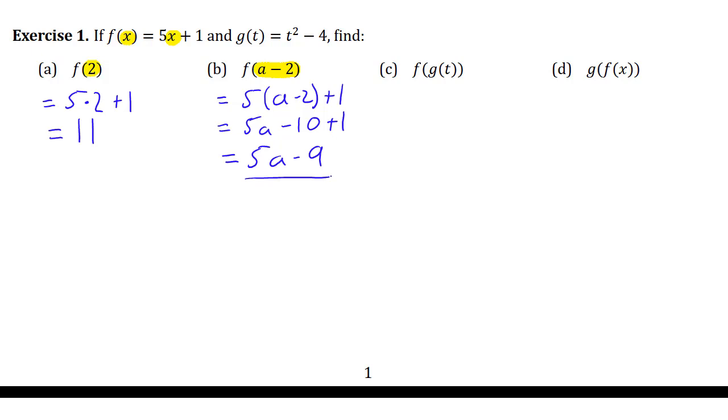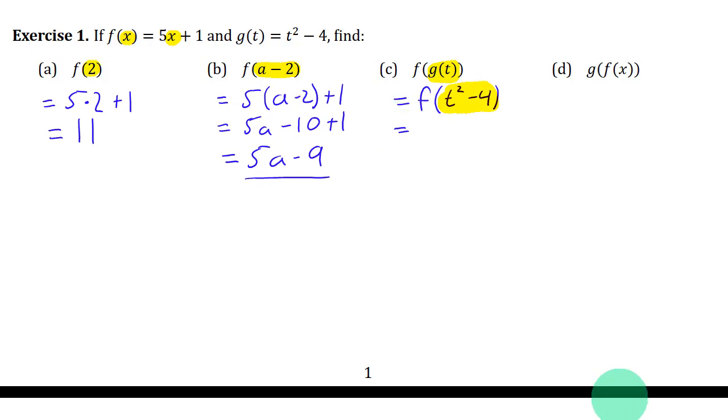Okay. All right, now is where we get into real function composition. So now, instead of the x, we have g of t. And g of t is t squared minus 4. So this means f of t squared minus 4. That's what we're replacing the x with. So just like with f of a minus 2, we replace the x with a minus 2.